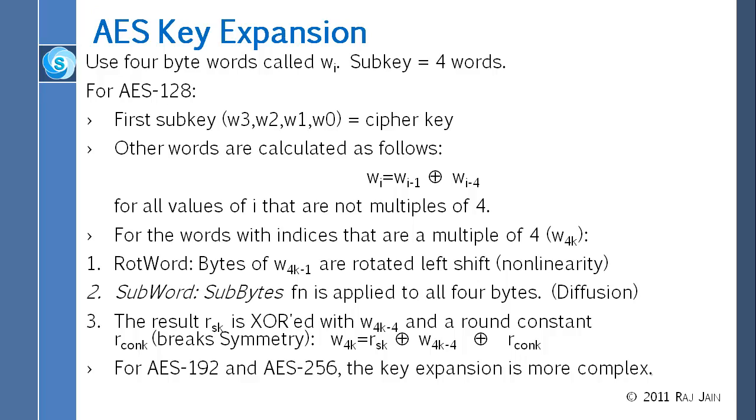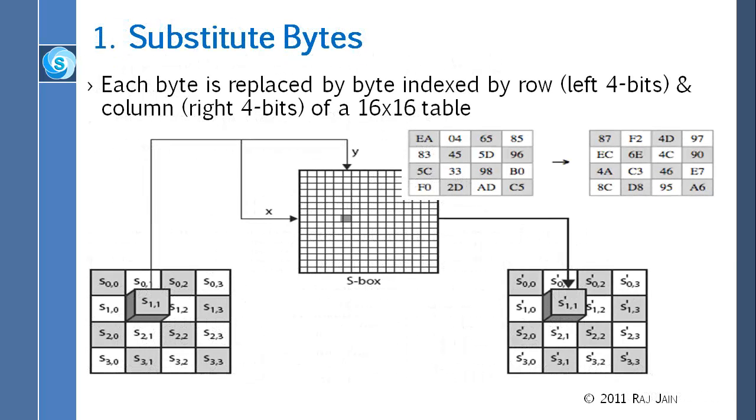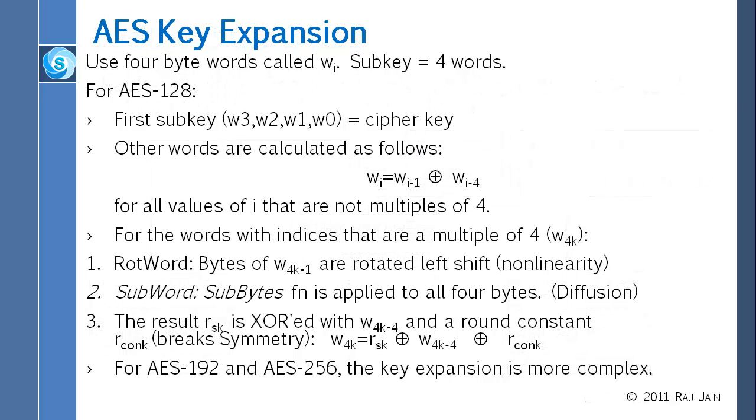First, you rotate the w k minus 1 by left 1 byte. Then you use the SubByte function on all 4 bytes, and the SubByte function is this function which was shown before. You apply it to the keys also. Then you do exclusive OR with w 4k minus 4 and a round constant, Rcon.